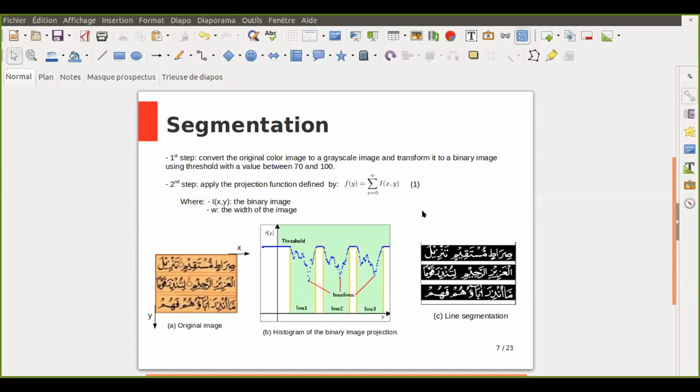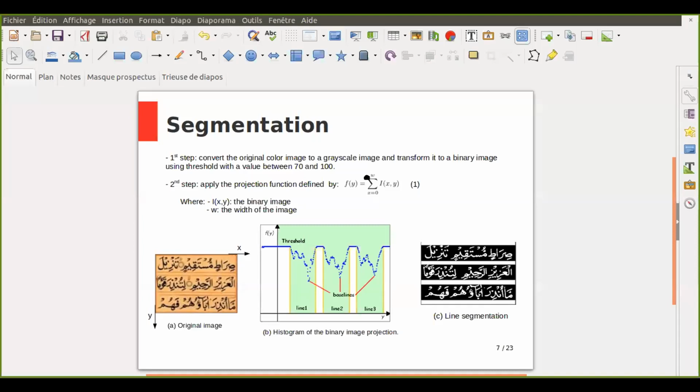Segmentation steps. Our segmentation is based on three steps. The first one is to convert the original color image to a grayscale image and transform it to a binary image using threshold between 17 and 100.